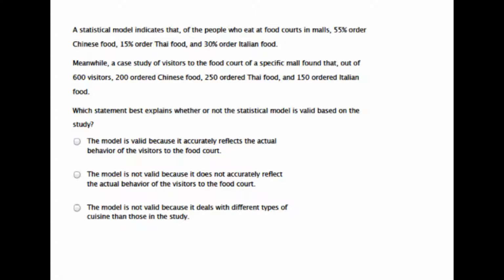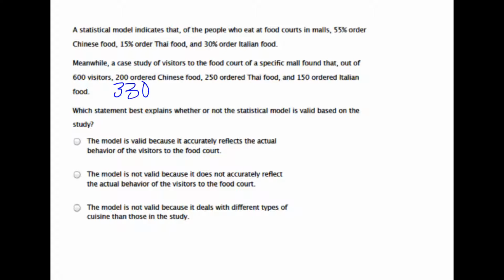What I'm going to do just to start is see, it says 55% order Chinese food. Well, 600 times 0.55 is 330. So 330, they got 200. Okay. I mean, I don't know if that's that far off, but let's see.